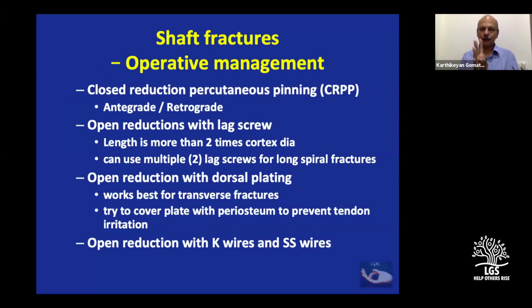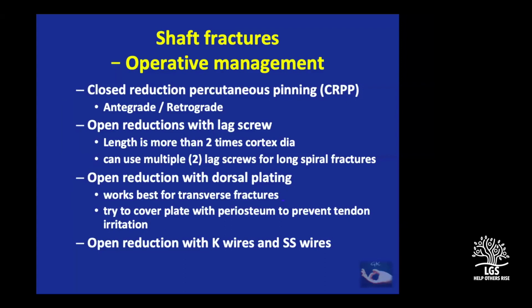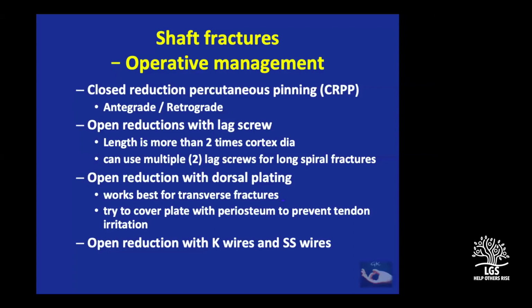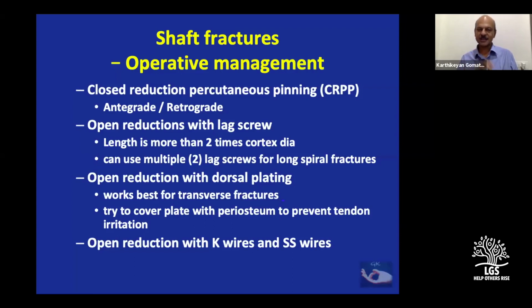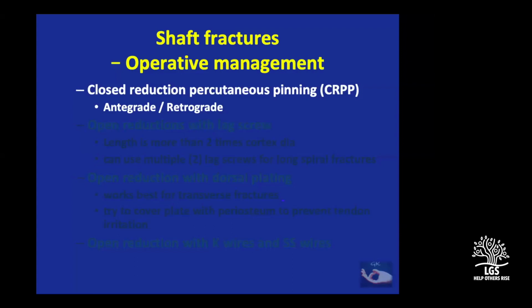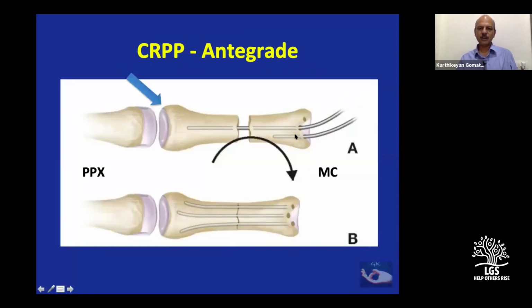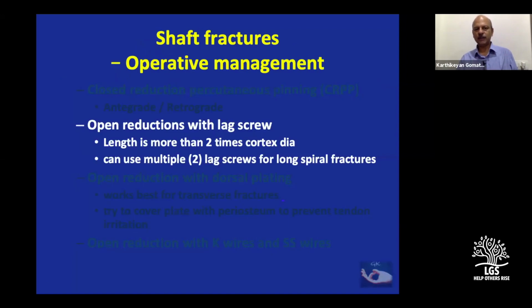Now we'll see there are 4 methods of operative management of metacarpal shaft fractures. The first is closed reduction percutaneous pinning. The second is open reduction with lag screw. The third is open reduction with dorsal plating, and the fourth is open reduction with K wires and stainless steel wires. We will deal with each of them. Now we will see the percutaneous pinning. As I told you, it can be done in the retrograde fashion or in the antegrade fashion to put in wires. This is the closed reduction percutaneous pinning.